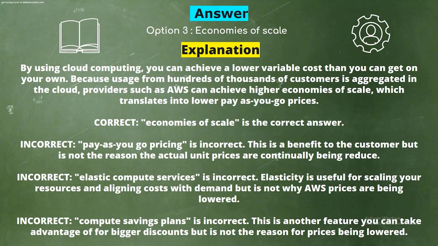Elasticity is useful for scaling your resources and aligning costs with demand, but is not why AWS prices are being lowered. Incorrect. Compute Savings Plans is incorrect. This is another feature you can take advantage of for bigger discounts, but is not the reason for prices being lowered.